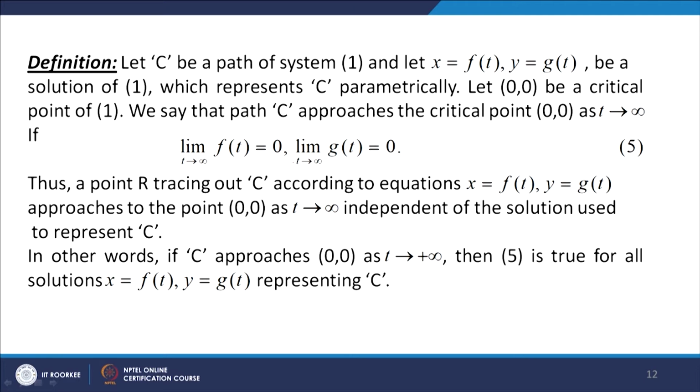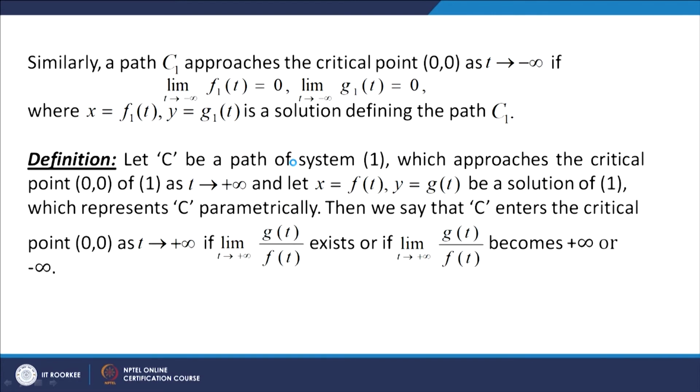In other words, if C approaches 0 0 as t goes to plus infinity, then 5 is true for all solutions x equal to f(t), y equal to g(t) representing C. So, it is independent of the solution. Now, similarly, a path C1 approaches the critical point 0 0 as t goes to minus infinity if limit t tends to minus infinity f1(t) equal to 0 and limit t tends to minus infinity g1(t) equal to 0, where x equal to f1(t), y equal to g1(t) is a solution defining the path C1.